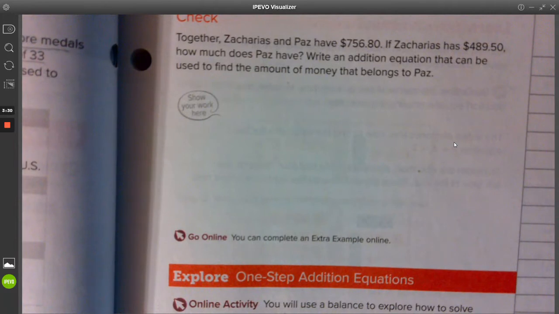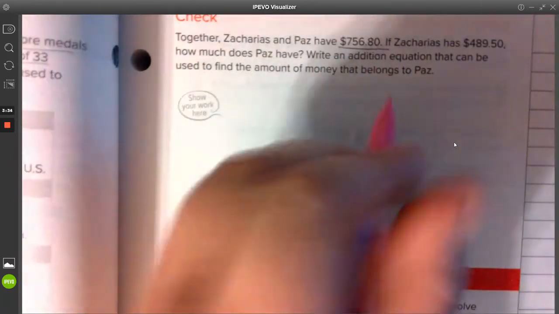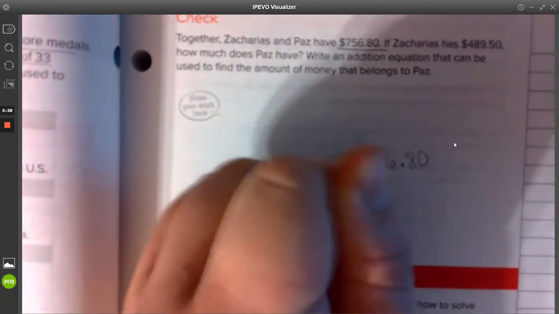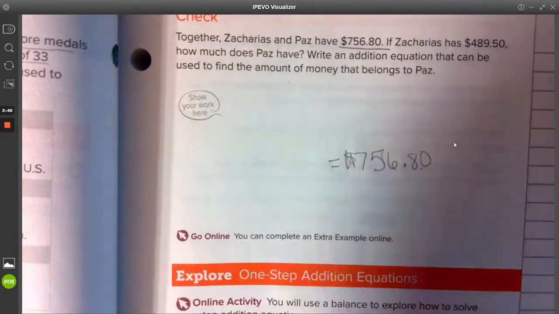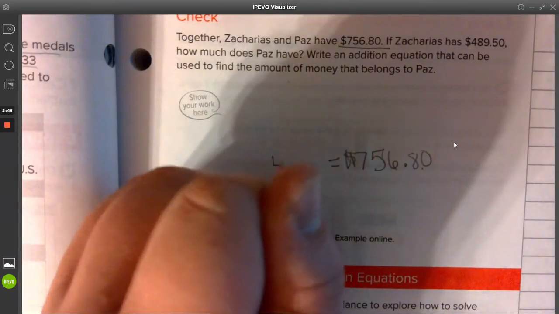Let's try our check. Together, Zacharias and Paz have $756.80. So we know that this is going to be the total. That'll be on the equal side. If Zacharias has $489.50, how much does Paz have?